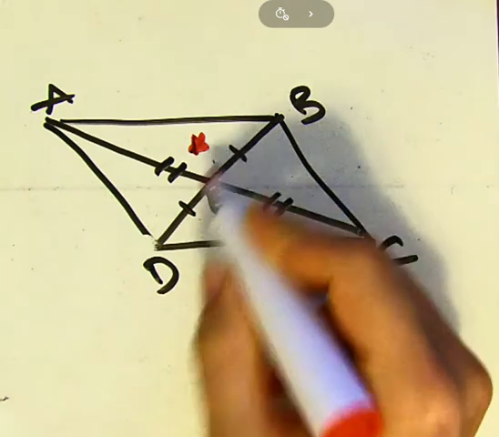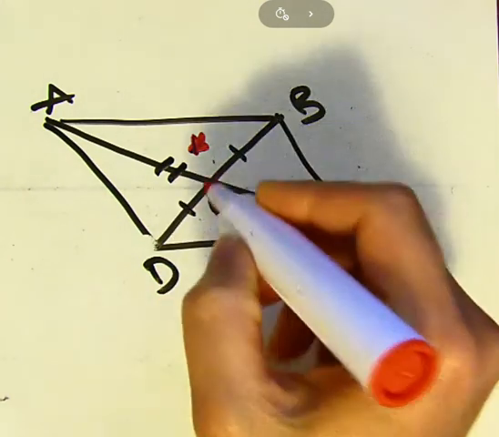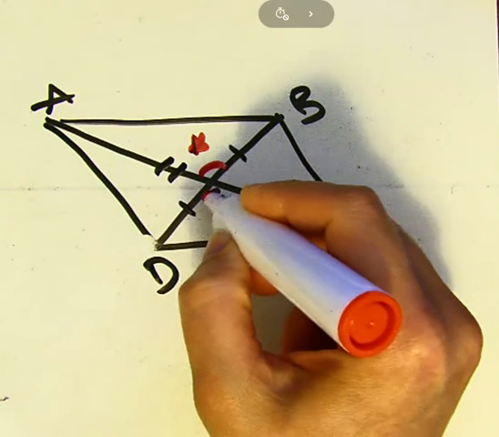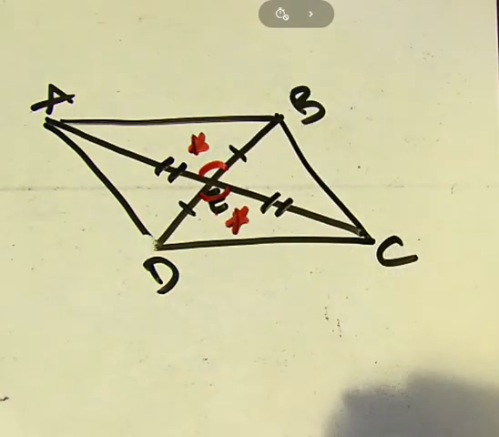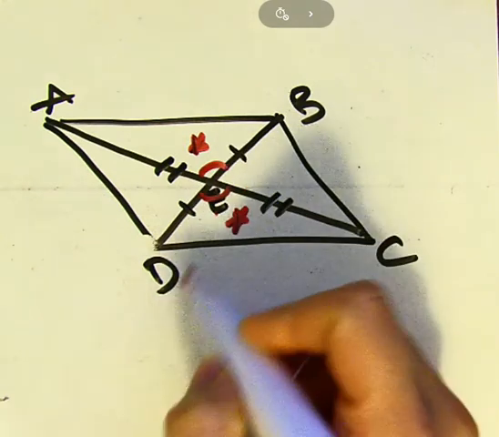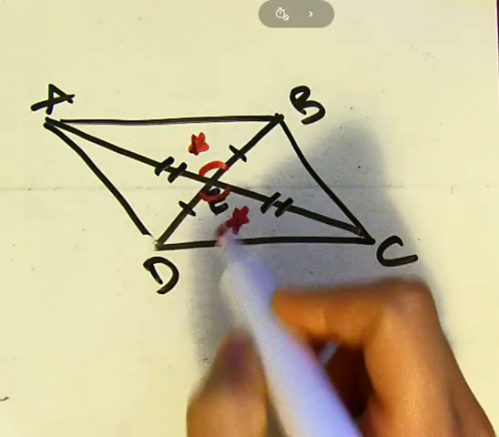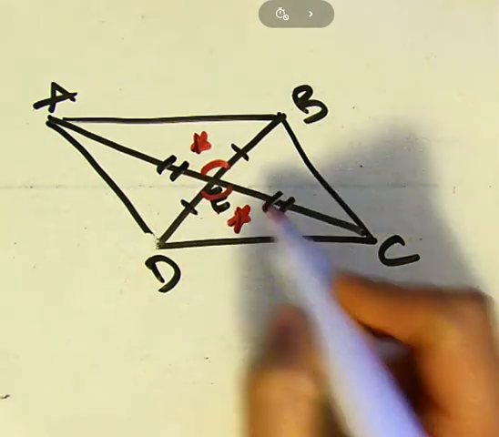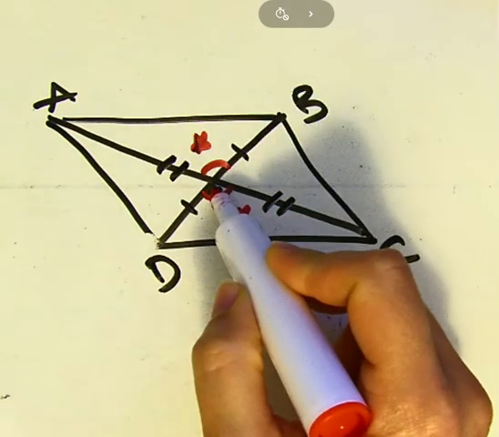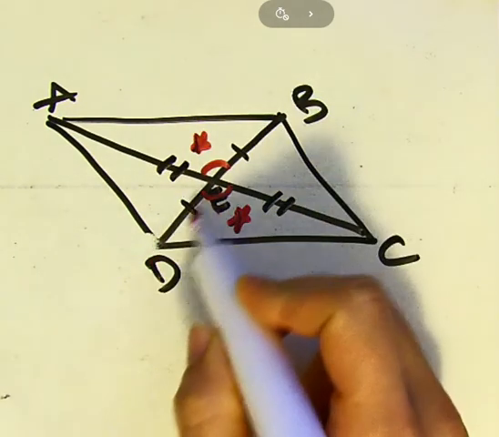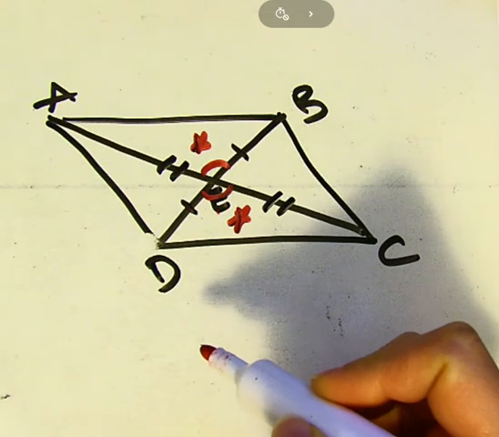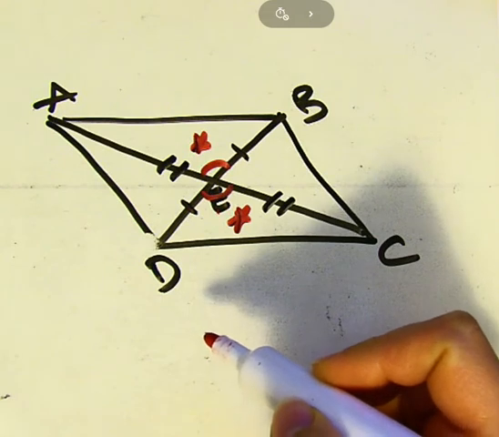in addition to two sides congruent to one another, we've got these two angles congruent by the vertical angle theorem. Now that we have SAS congruent to SAS in these two triangles, we can say that ABE and CDE as triangles are congruent by SAS.